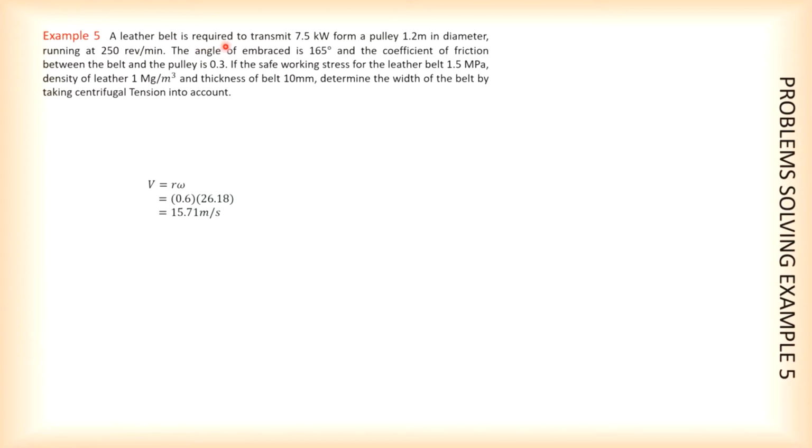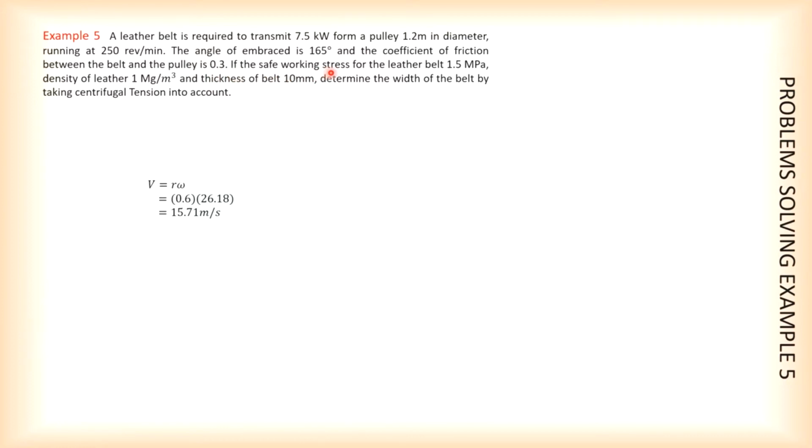A leather belt is required to transmit 7.5 kilowatts from a pulley 1.2 meters in diameter, running at a speed of 250 revolutions per minute. The angle of embrace, or the angle of lap or wrap, is 165 degrees, and the coefficient of friction between the belt and the pulley is 0.3.